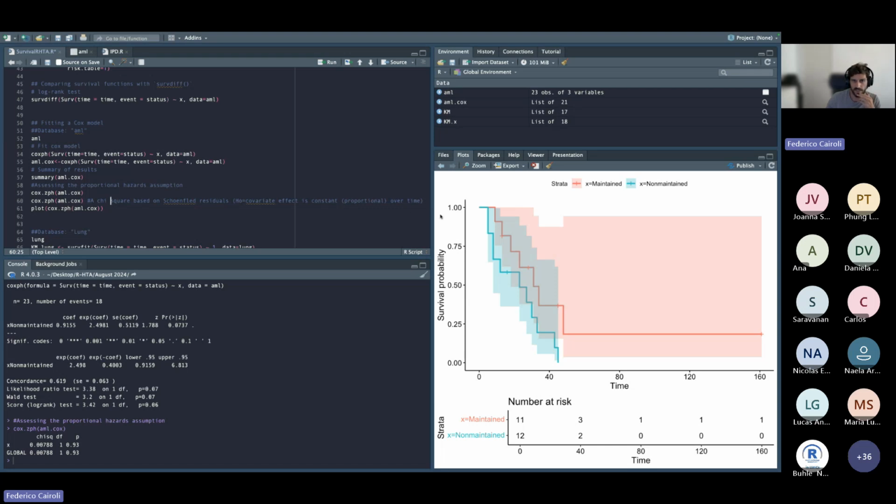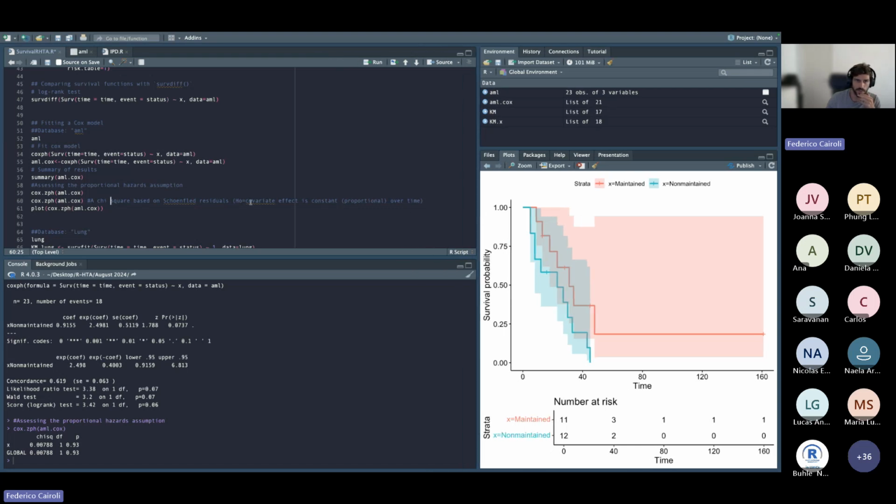This specific test, so the null hypothesis is that the covariate effect, in this case, we are just analyzing treatment as the covariate because we have just one additional variable besides the time status. The null hypothesis is that the covariate effect is constant proportional over time. And to do that, we are running a chi-square based on Schoenfeld residuals.